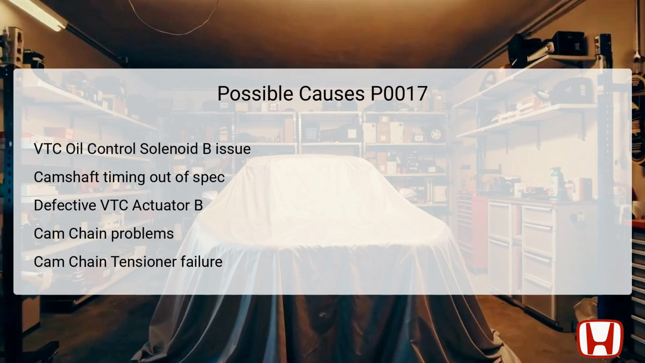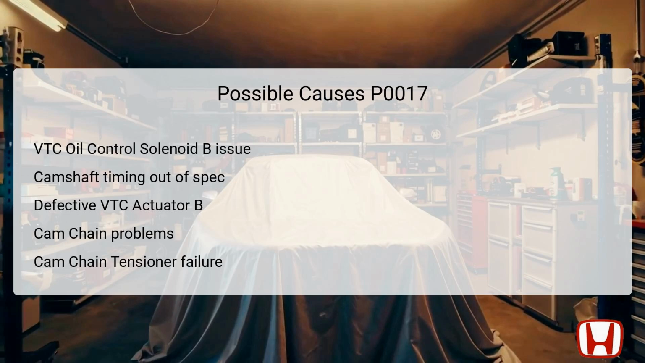The first possible cause for DTC P0017 could be an issue with the Variable Timing Control (VTC) Oil Control Solenoid Valve B. This solenoid regulates oil flow to the VTC actuator, and any faults can disrupt the timing phase adjustments. Another potential cause is camshaft timing being out of specification. Variations in timing can lead to improper synchronization between the CMP and CKP sensors. A defective VTC actuator B can also lead to such timing issues.